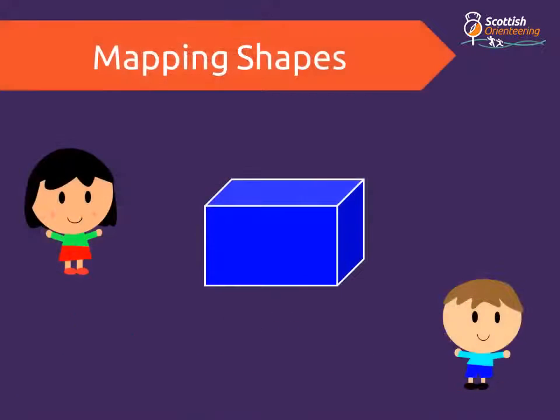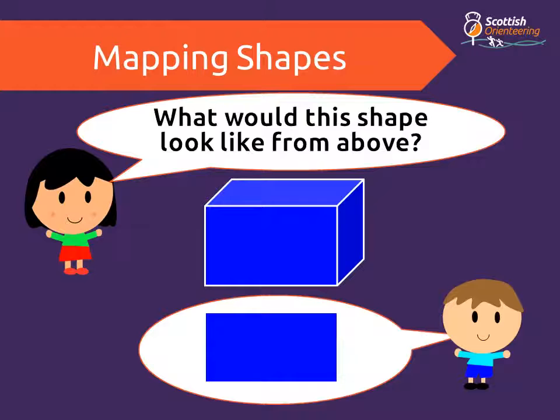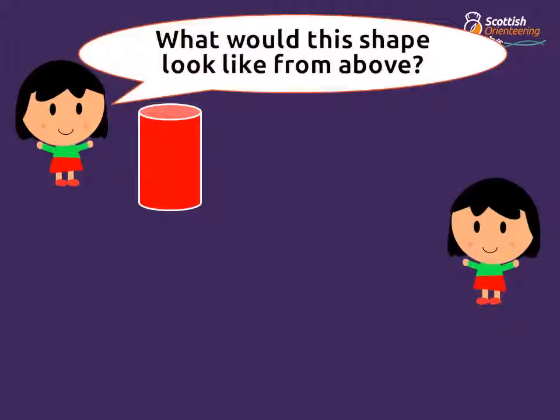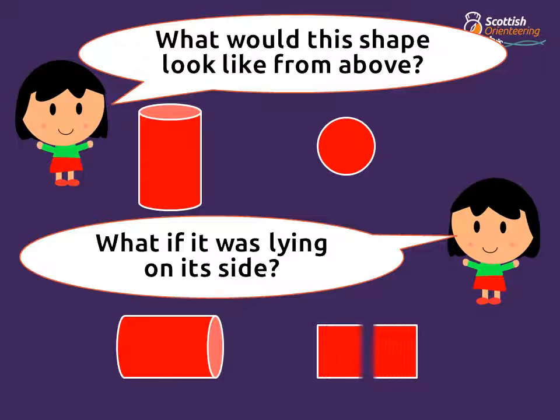For example, what would this box look like if we were to look at it from above? That's right, it would look like a rectangle. What about this tube or cylinder? That's right, it would look like a circle. But what if we turn it on its side? It now looks like a rectangle.